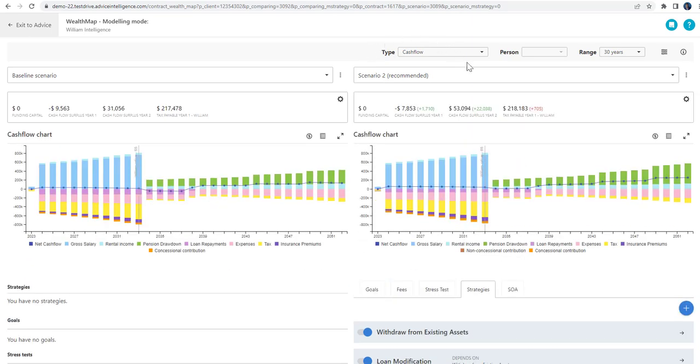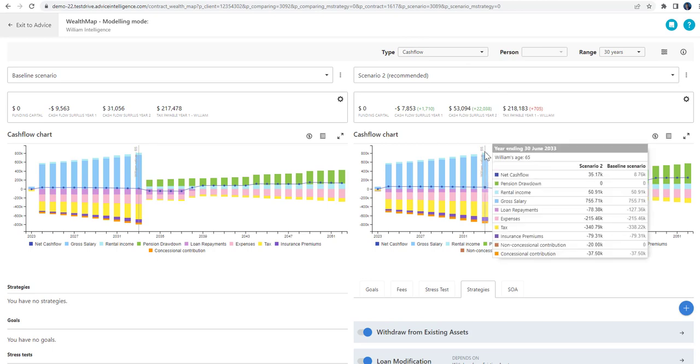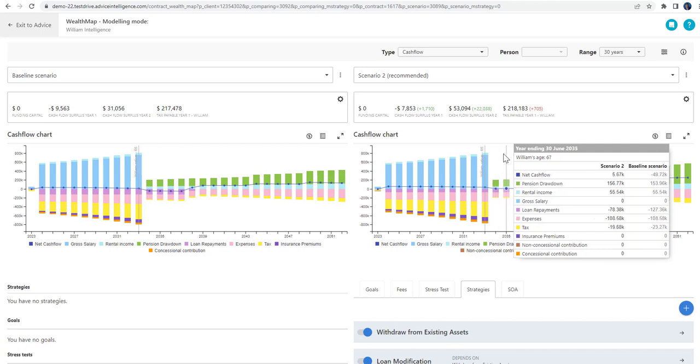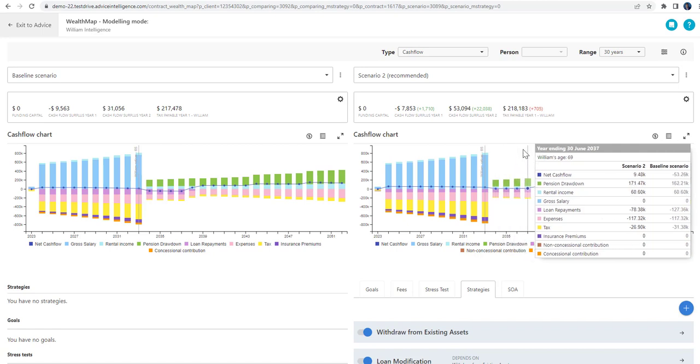He's in a much better position at retirement, as you can see. One more time, scenario 2 versus the baseline. And very importantly, without the advice, he would be in a seriously bad position in terms of his cash flow, minus 48,000 without the advice, versus being cash flow positive with everything that we've done for him today. And it gets better and better, as you can see, as he gets older in terms of his cash flow position.